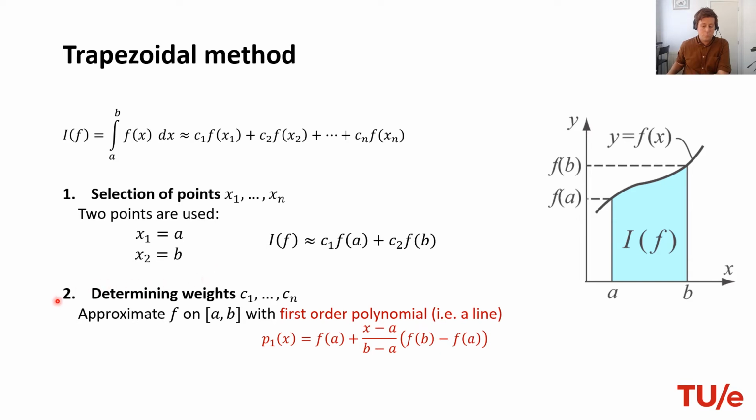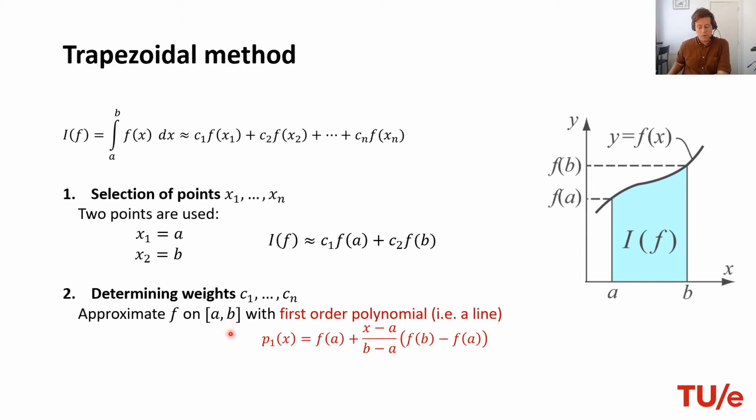In order to determine those weights, we follow the same approach that we did for the rectangle and midpoint rules. We have 2 points here, and between 2 points you can draw a single line. So that's exactly what we do: we approximate f on this interval [a, b] with a first order polynomial, that means with a line.